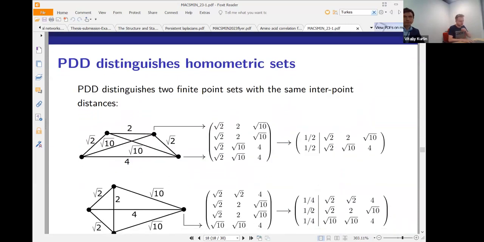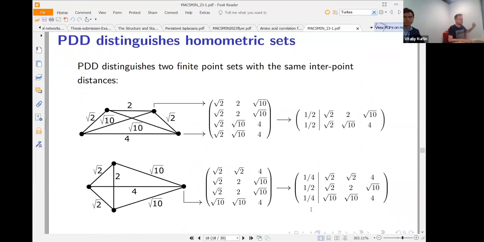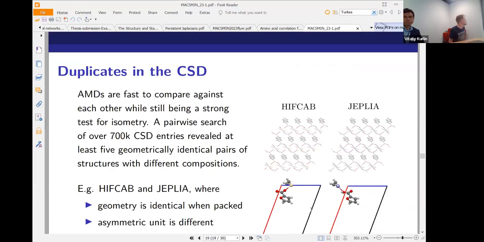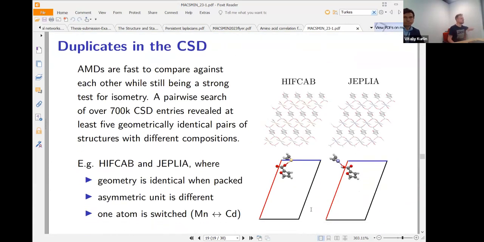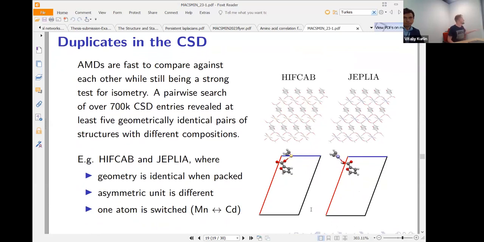I'll skip this because I think we did it yesterday. The collection of distances between all points on the left here is the same for both, but PDD distinguishes them, which is quite nice. And this was a nice result. So we looked through the CSD and compared everything against everything else with these and managed to find five entries where we have literally identical geometry, but one atom has been switched for a different element. So this really couldn't happen.